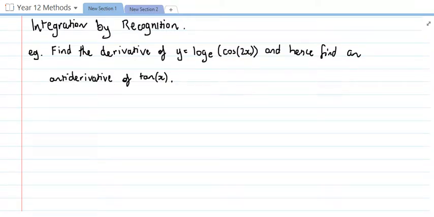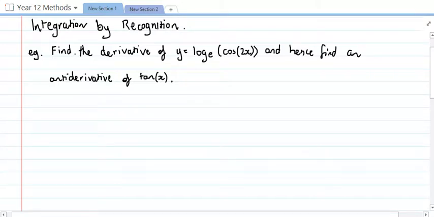This is based on the exercise in the book called Miscellaneous Exercises, but in my opinion it should be called Integration by Recognition, as that's the process that we're going to be applying here. Now these questions are all of a fairly similar form. They always start off saying find the derivative of something and hence find the antiderivative of something else. So this is very typical questions here.